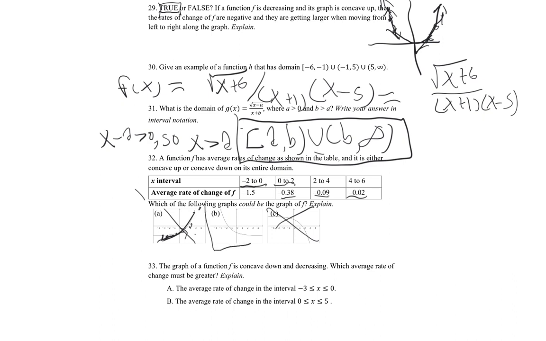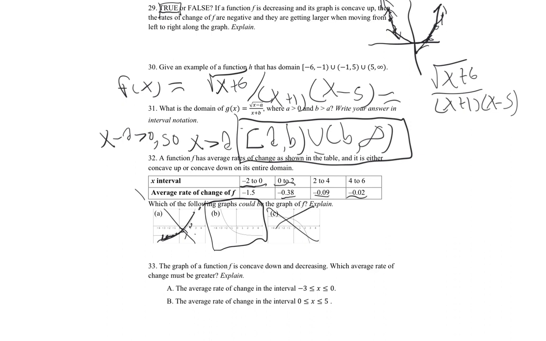So we're actually going to pick B. And the explanation would just be average rates of change are negative but increasing, so it's concave up. And then A and B are the only concave up graphs, but A has positive rates of change, so we can get rid of A.